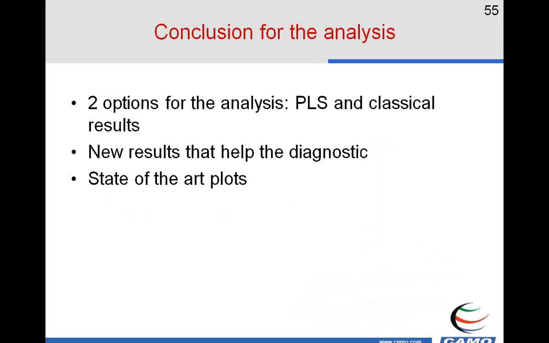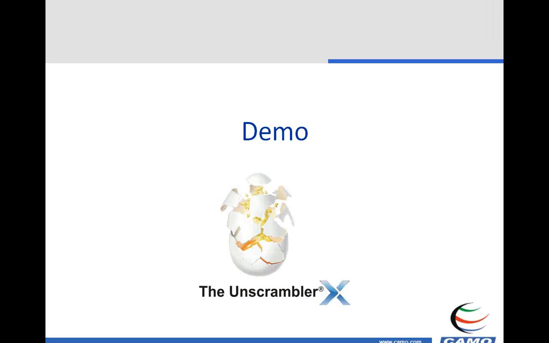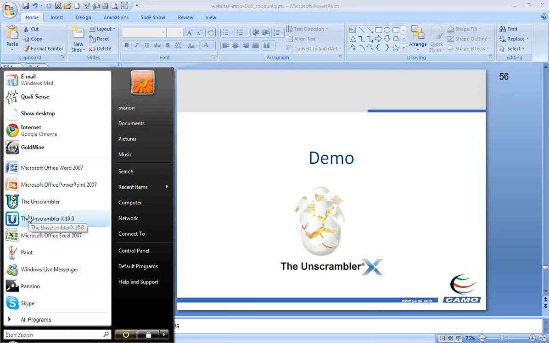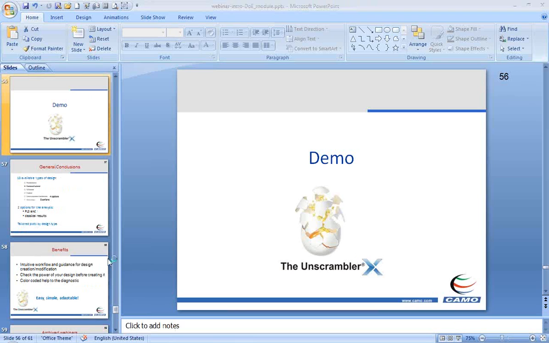So if I conclude on the analysis, we have 2 options for the analysis. We have PLS and classical results, and we have some new tables and new results that can help you to have a good diagnostic of your result. And we have plenty of new plots that I tailored for each type of DoE module. So now I will make you a little demo. I have to launch the software.